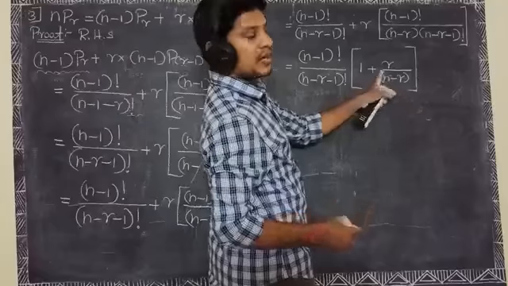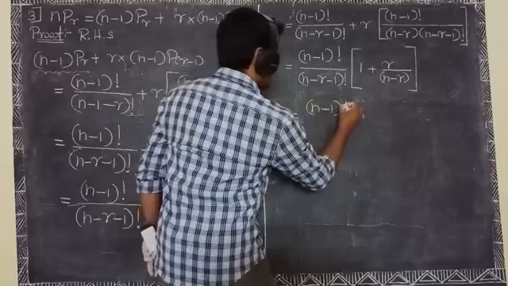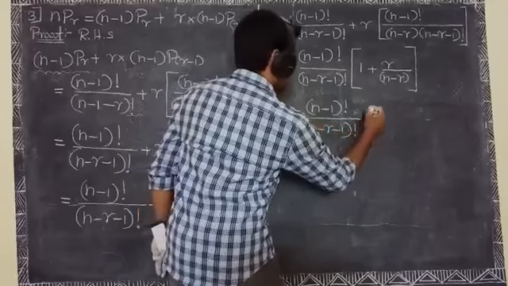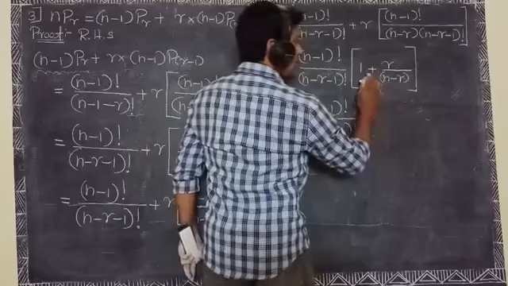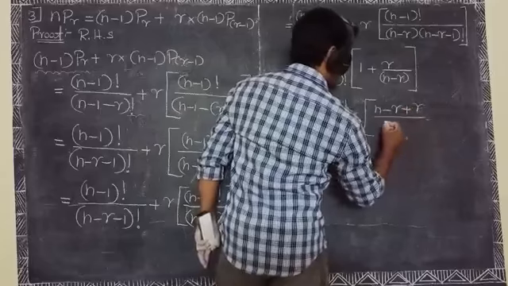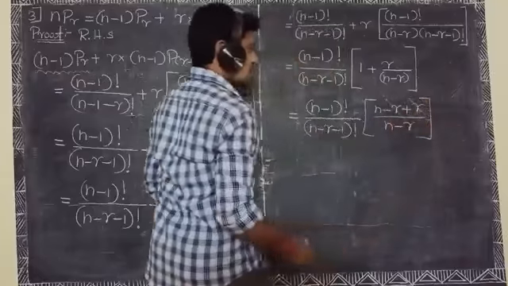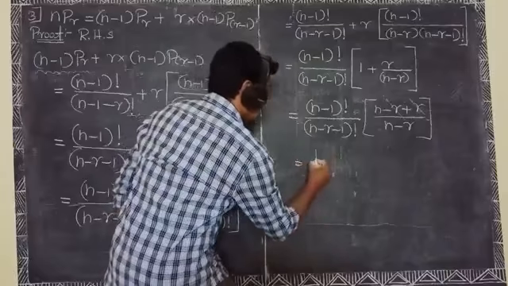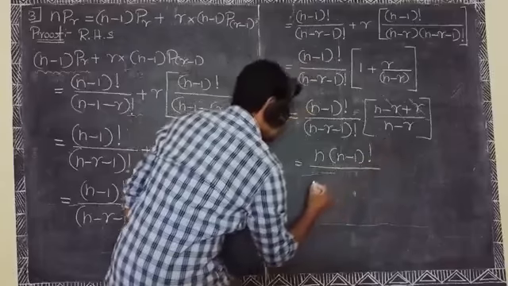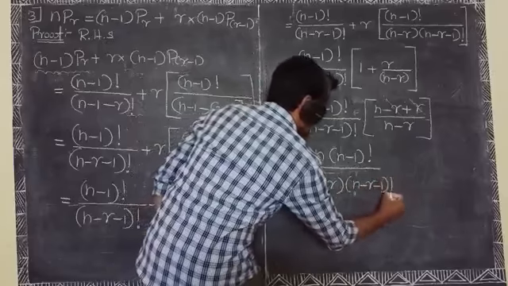Take LCM, using cross multiplication: (n minus 1) factorial divided by (n minus r minus 1) factorial. Product crossing multiple, that is (n minus r plus r) divided by (n minus r). The numerator's minus r plus r cancel, leaving only n. Here, n into (n minus 1) factorial divided by (n minus r) into (n minus r minus 1) factorial.